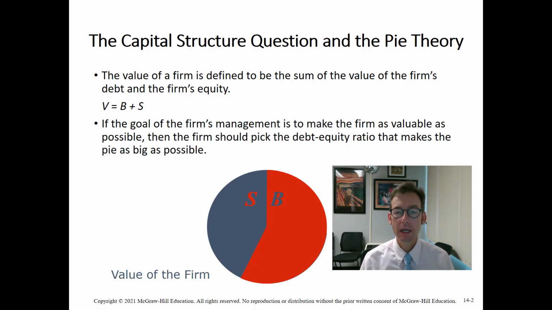And so we start talking about the pie theory. And what we're really talking about here is the whole value of the company. And the value of the company is equal to the market value of its bonds plus the market value of its shares. And so bonds would be debt and shares would be equity. So the goal of financial management, if that goal is to make the firm as valuable as possible, then the firm should pick the debt to equity ratio that makes the pie as big as possible.